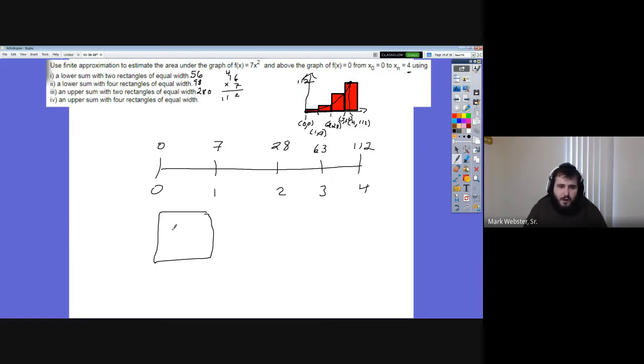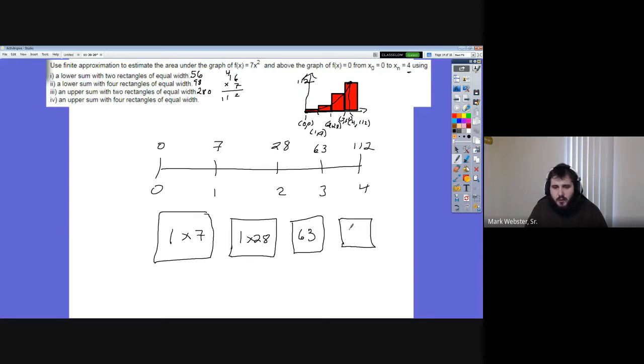Again, our width is 1. Our height, now we're on the right side, so it's 7, right? Our width here is 1. What's the height of our second one? It's 28. Here, again, our width is 1. What's our height? 63. No, 1 times 63. And the same thing here, our area is going to be 1 times 112.